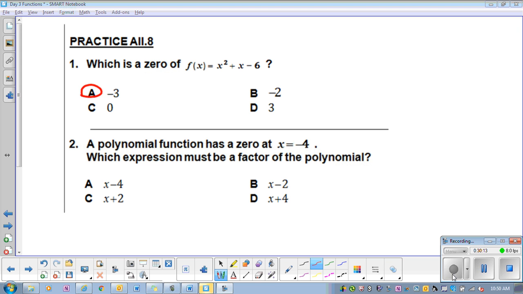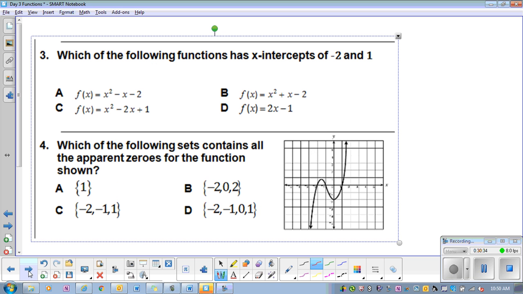Look at number 2. A polynomial function has a 0 at x equals -4. Guys, what is the factor? If you rewrite this as a factor, what is it? Yeah, x plus 4. Which of the following functions has x-intercepts of -2 and 1? Which one of those gives you zeros at -2 and 1?